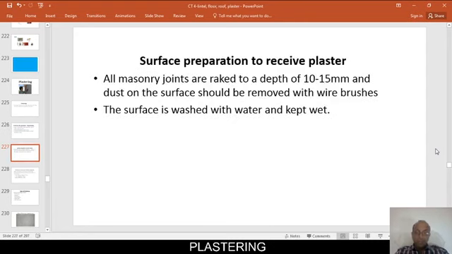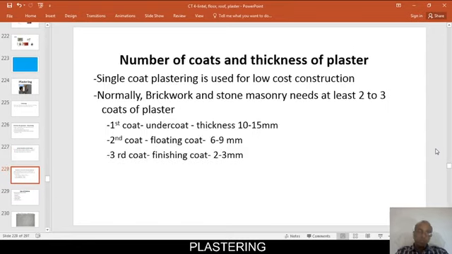Now, what are the surface preparations we have to give to receive the plaster? All the masonry joints are raked to a depth of 10 to 15 mm, and the dust on the surface is removed with wire brushes. The surface is then washed with water and kept wet.